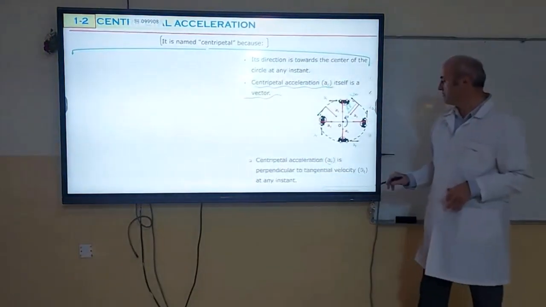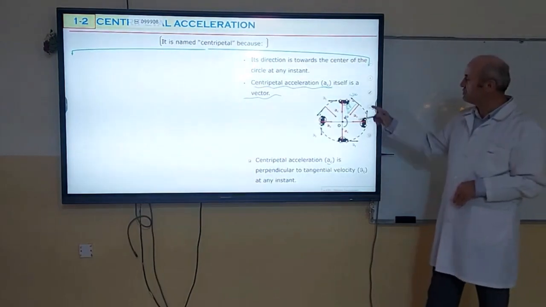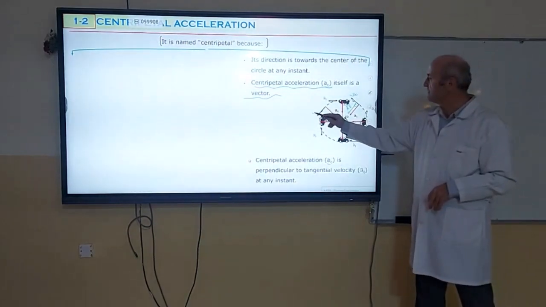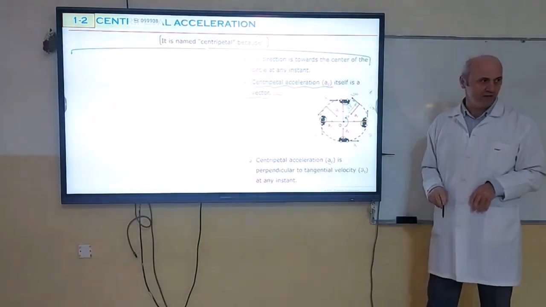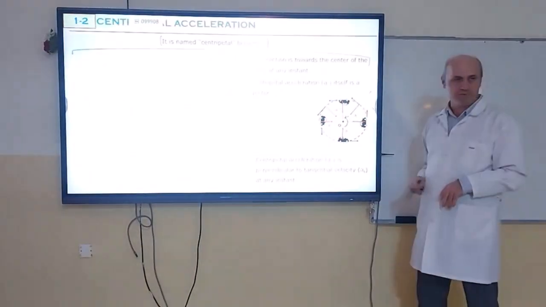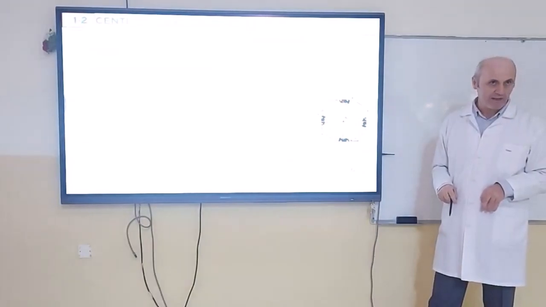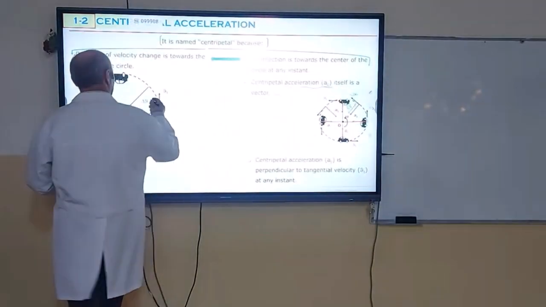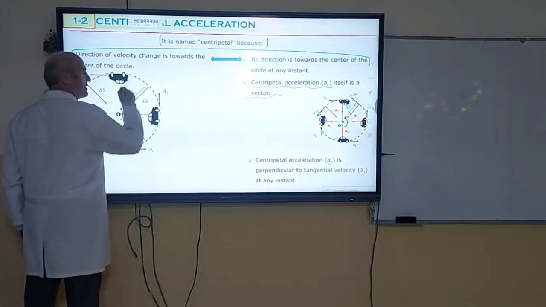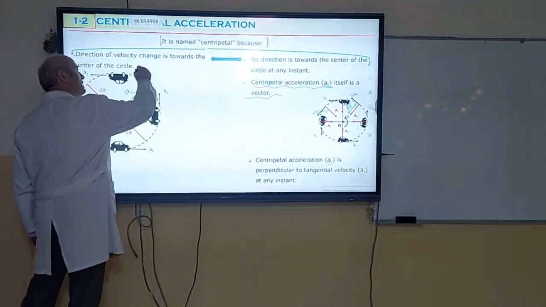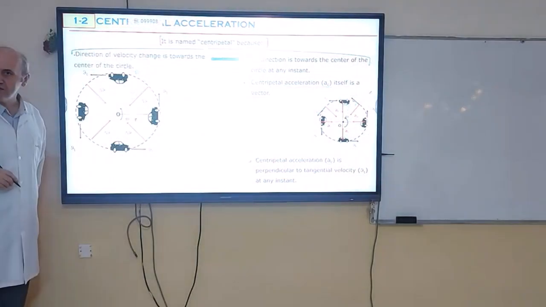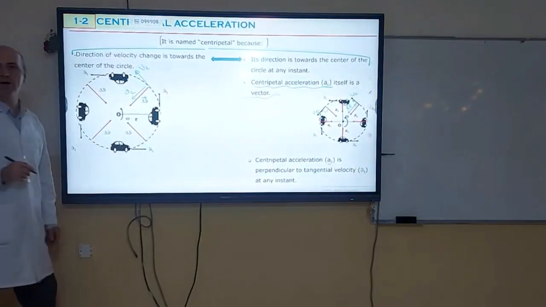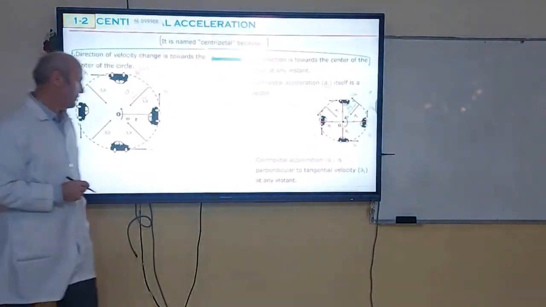Centripetal acceleration AC and velocity are perpendicular to each other. Tangential velocity is tangent to the circle. AC is towards the center of the circle. Angle between VT and AC is how much? 90 degrees. One of them is tangential, the other one is towards the center of the circular path along the radius. Delta V is also pointing towards the center. Delta V and AC are towards the center, but VT is tangent to the circle.